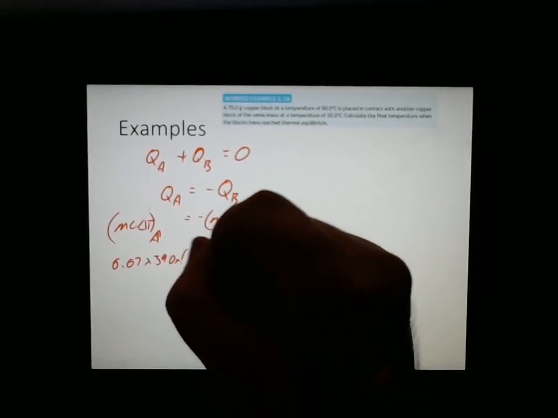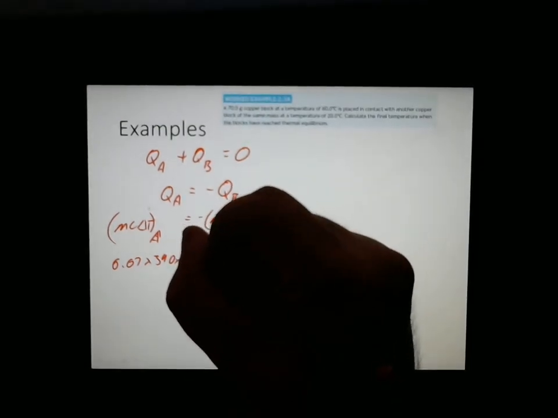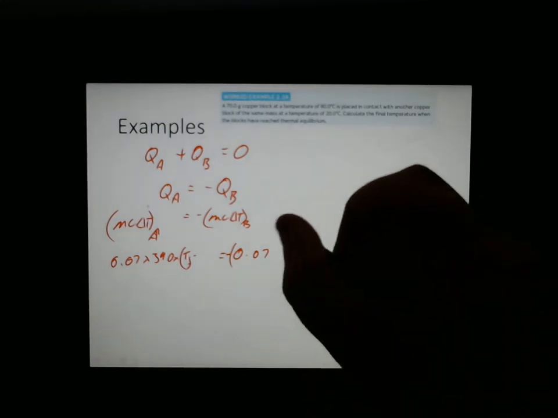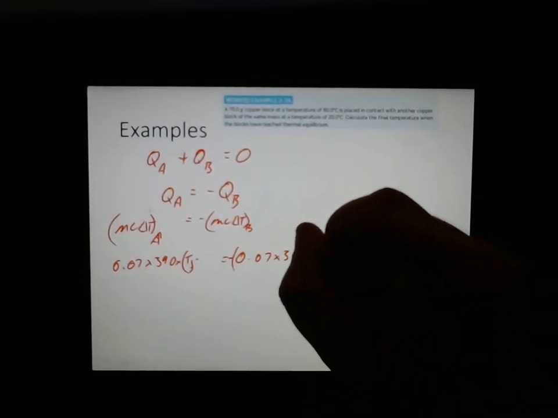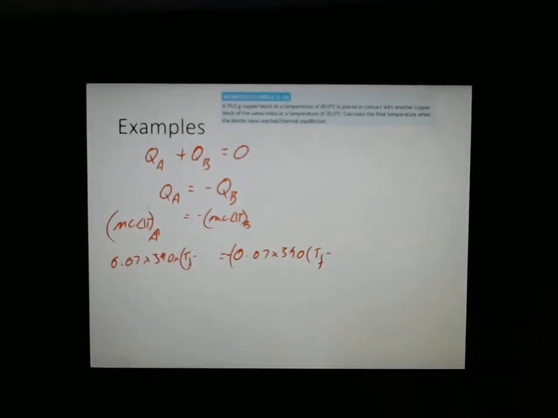So as I said, this is equal to 390 times, now delta T, remember, is final take initial. We don't know the final, so I'm just going to put TF for final. But we do know the initial. So one of these copper cubes starts at 20 degrees, one starts at 80 degrees. Okay, I'll just put the rest of the stuff over here, times 390, and it ends at TF, which we don't know.